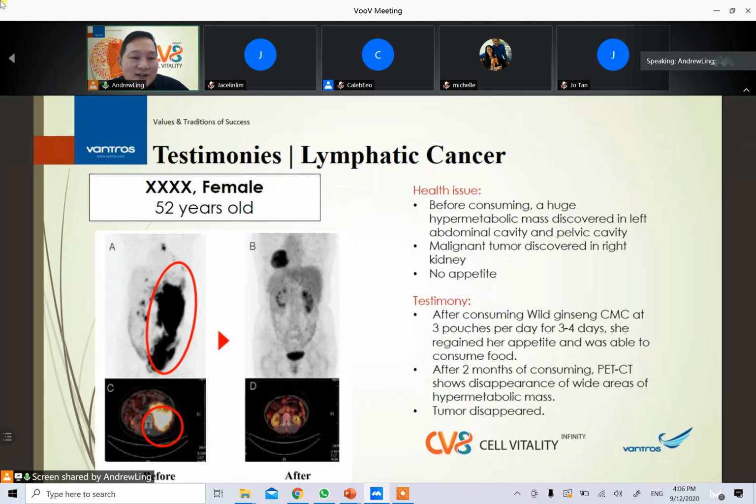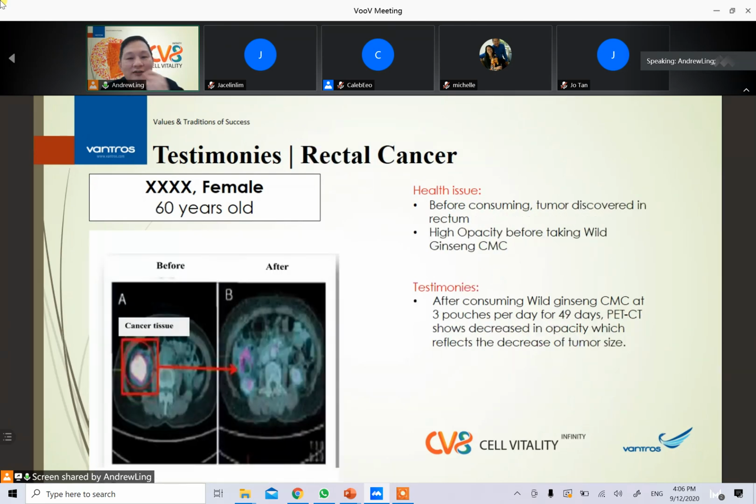Okay, these are other testimonies. The test subject, that's what's done. Rectal cancer: before consuming, a tumor was discovered in the rectum with high opacity. You can see the bright color, which shows the sign that there might be a tumor or cancer cell which is very active. After consuming wild ginseng CMC at 3 pouches per day for 49 days, the PET scan showed a decrease in opacity, which reflects the decrease of tumor size.